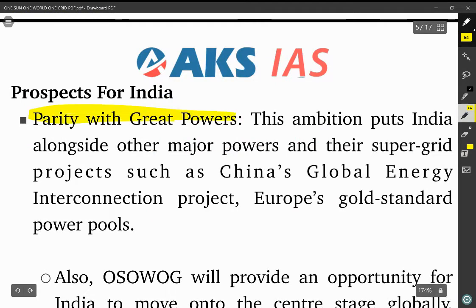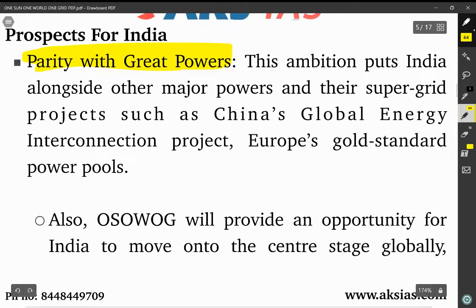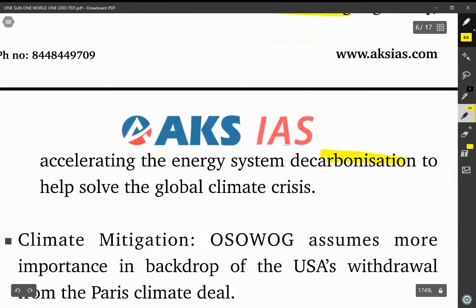Number one is the parity with great powers. This ambition puts India alongside other major powers and their super grid projects, such as China's Global Energy Interconnection Project and Europe's gold standard power pools. Also, One Sun, One World, and One Grid will provide an opportunity for India to move onto the center stage globally, accelerating the energy system decarbonization to help solve the global climate crisis.